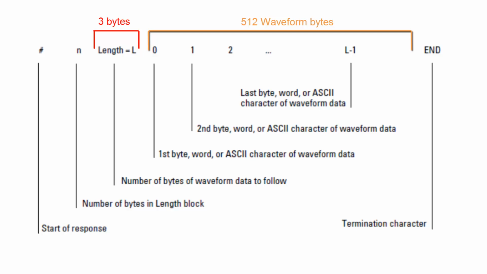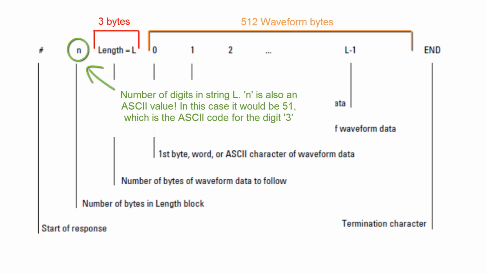Now, this string of digits is preceded by another number, the number n, which tells us how many digits there are in the string which represents L. Because, of course, we will be starting from the very beginning of the chunk of data, and we need to know how many digits there are in the string representing the number L so that we can work out when the actual waveform data starts.